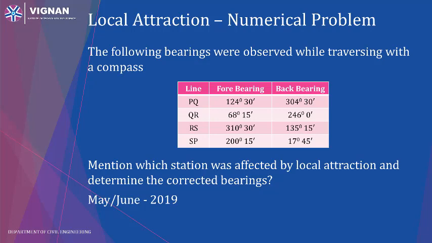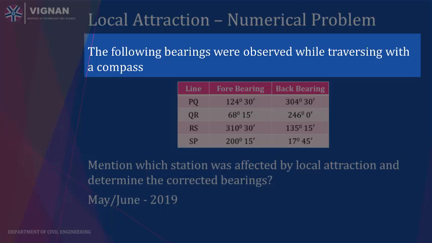Now let us take one problem. We'll solve this problem with method 1, that is, we'll calculate the interior angles, and then if there is any error, we'll distribute it equally, and then we'll start to correct the bearings of the traverse.